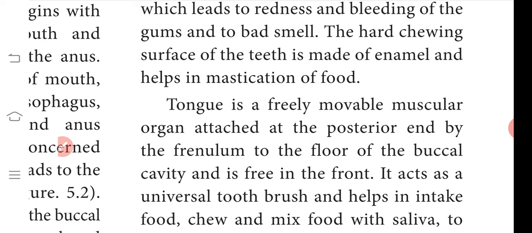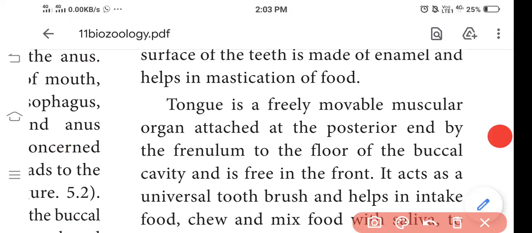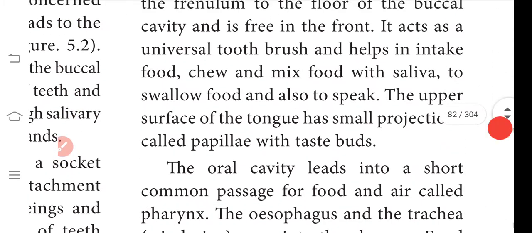The tongue is a freely movable muscular organ attached at the posterior end by the frenulum to the floor of the buccal cavity. This frenulum question is important. Okay, and it is free in front. It acts as a universal toothbrush and helps in intake of food. It helps chew and mix the food with saliva to swallow.